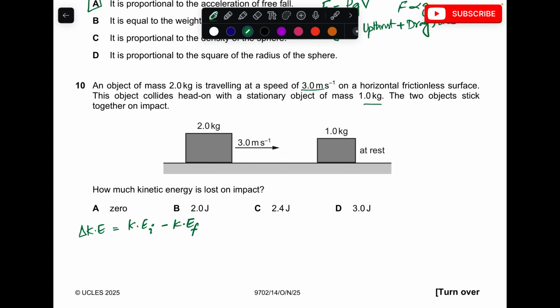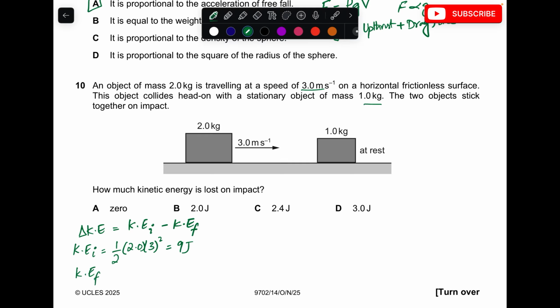Okay, you have to subtract them. So to find kinetic energy you need velocity. Initially, if you see, there is only this object that is moving, so this kinetic energy is 0. For kinetic energy I can write 1 by 2, mass of the first object is 2.0 and velocity is 3 squared, so this will be 9 joules.